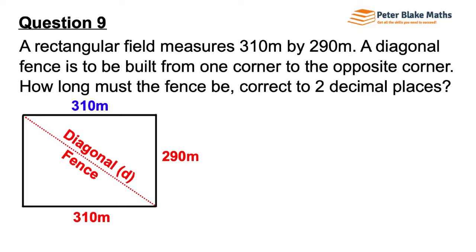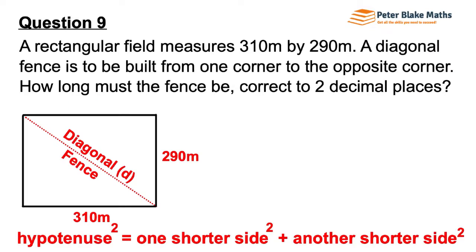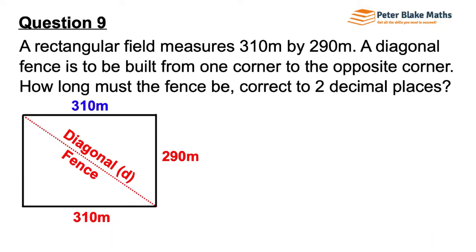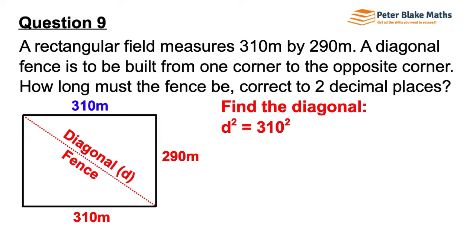So just for Pythagoras there, we'll have the hypotenuse squared equals one of the shorter sides squared plus another shorter side squared. We're finding the hypotenuse in this case, so we'll have a plus between our squareds. So 310 there allows us to have a right angle triangle with 310 and 290, and we're finding the hypotenuse. So d squared, find the diagonal here, we've got d squared equaling 310 squared plus 290 squared.